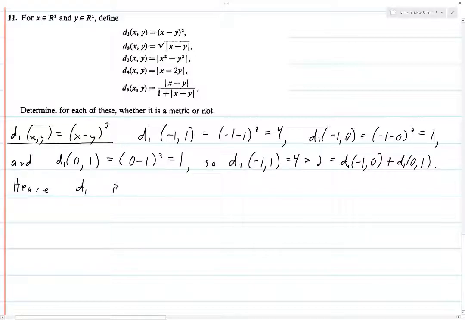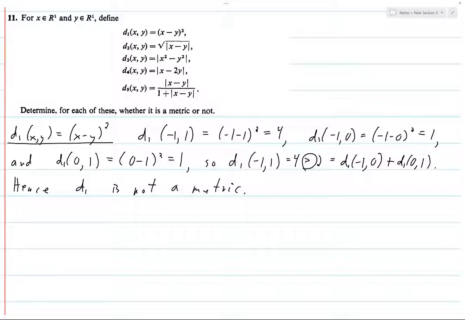Hence, d1 is not a metric. And that is because it does not satisfy the triangle inequality. For the triangle inequality, this inequality here needs to be a less than or equal to always. For all x, y, z, you need d1 of xy is less than or equal to d1 of xz plus d1 of zy. And that does not hold here for x equals -1, z equals 0, and y equals +1. So for that reason, d1 is not a metric.